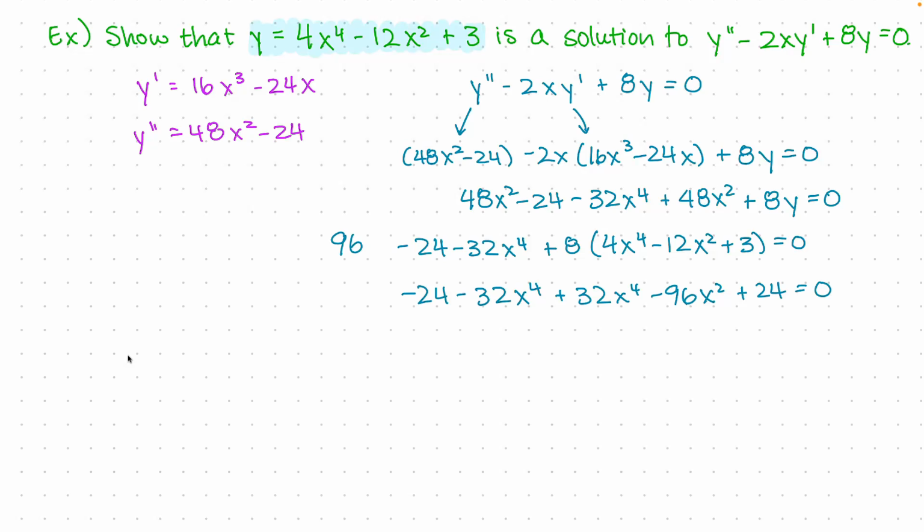I'll put it over here. 96x squared, 96x squared. Now everything cancels. Oh my gosh, it's very exciting. So, there you go. That's all you have to do. So, any questions about that one?